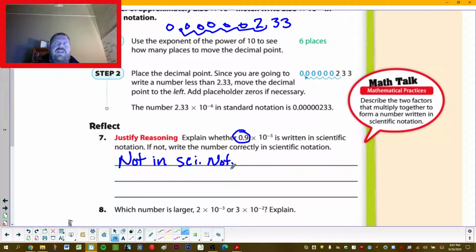Now, there is a tricky way to write it in scientific notation without too much work, but there's a lot of memorization that goes on. So my suggestion is write this number in standard notation and then go back and turn it back into scientific notation. So here's what I mean by that. We want 0.9 times 10 to the negative 5th, so I have to move the decimal five times to the left.